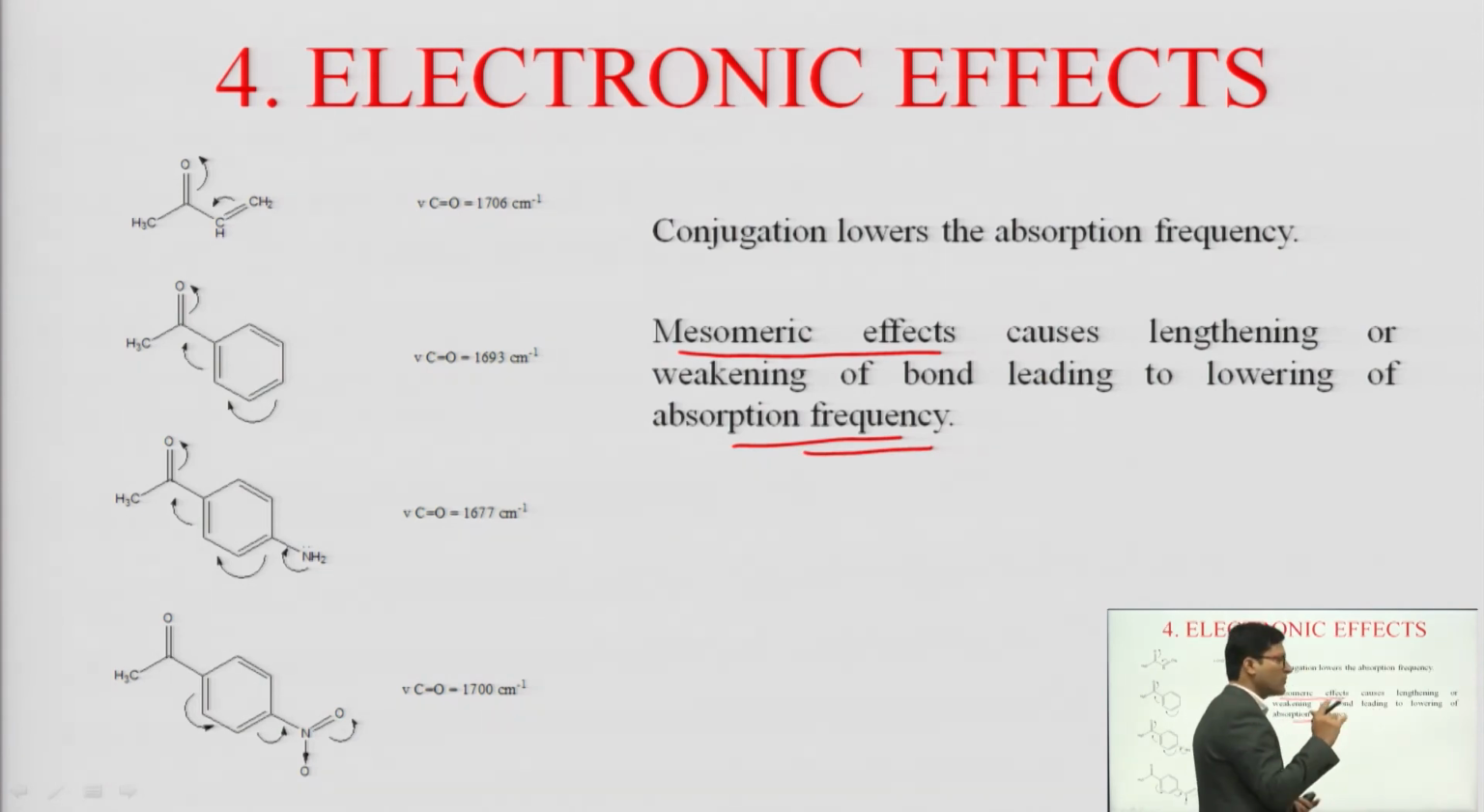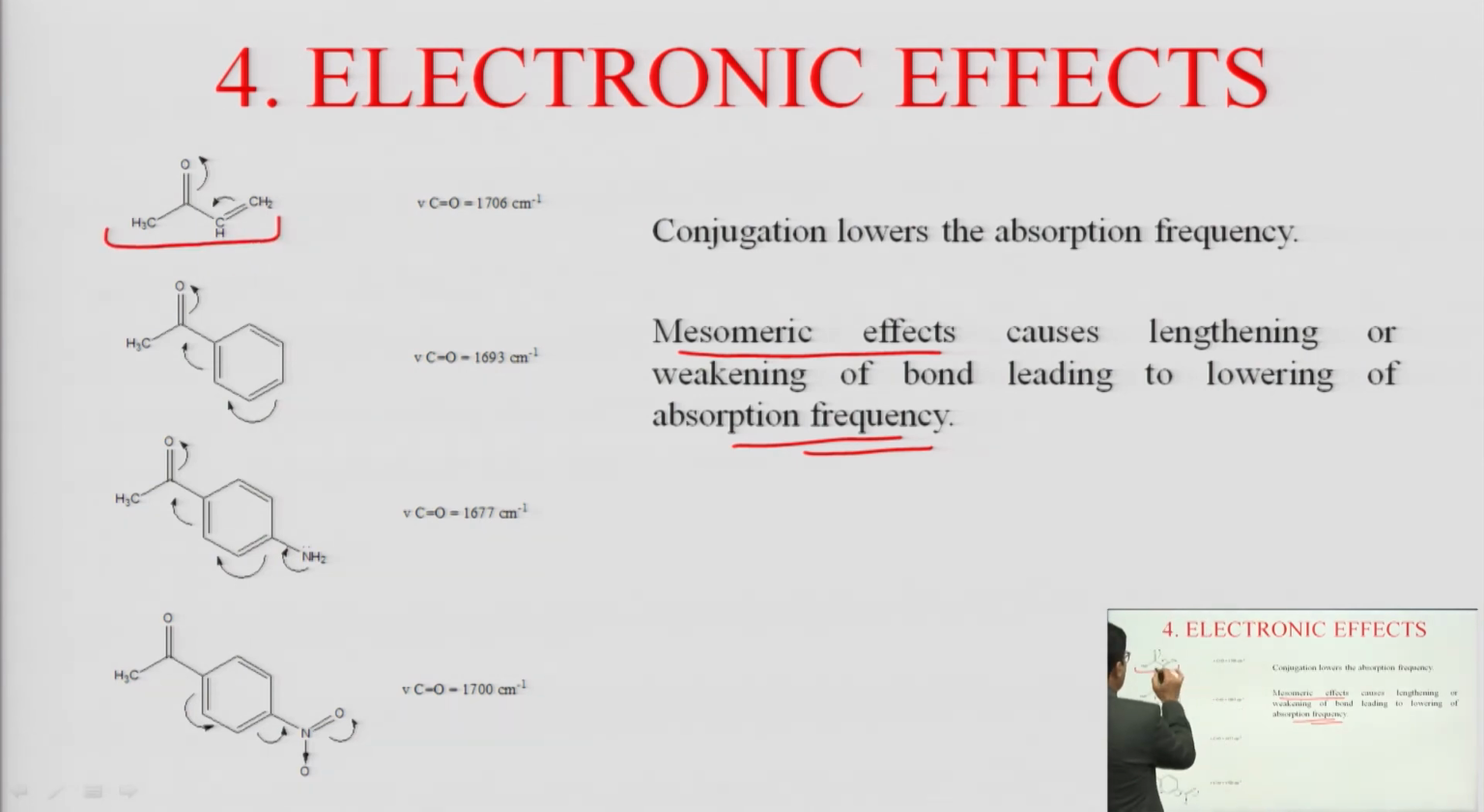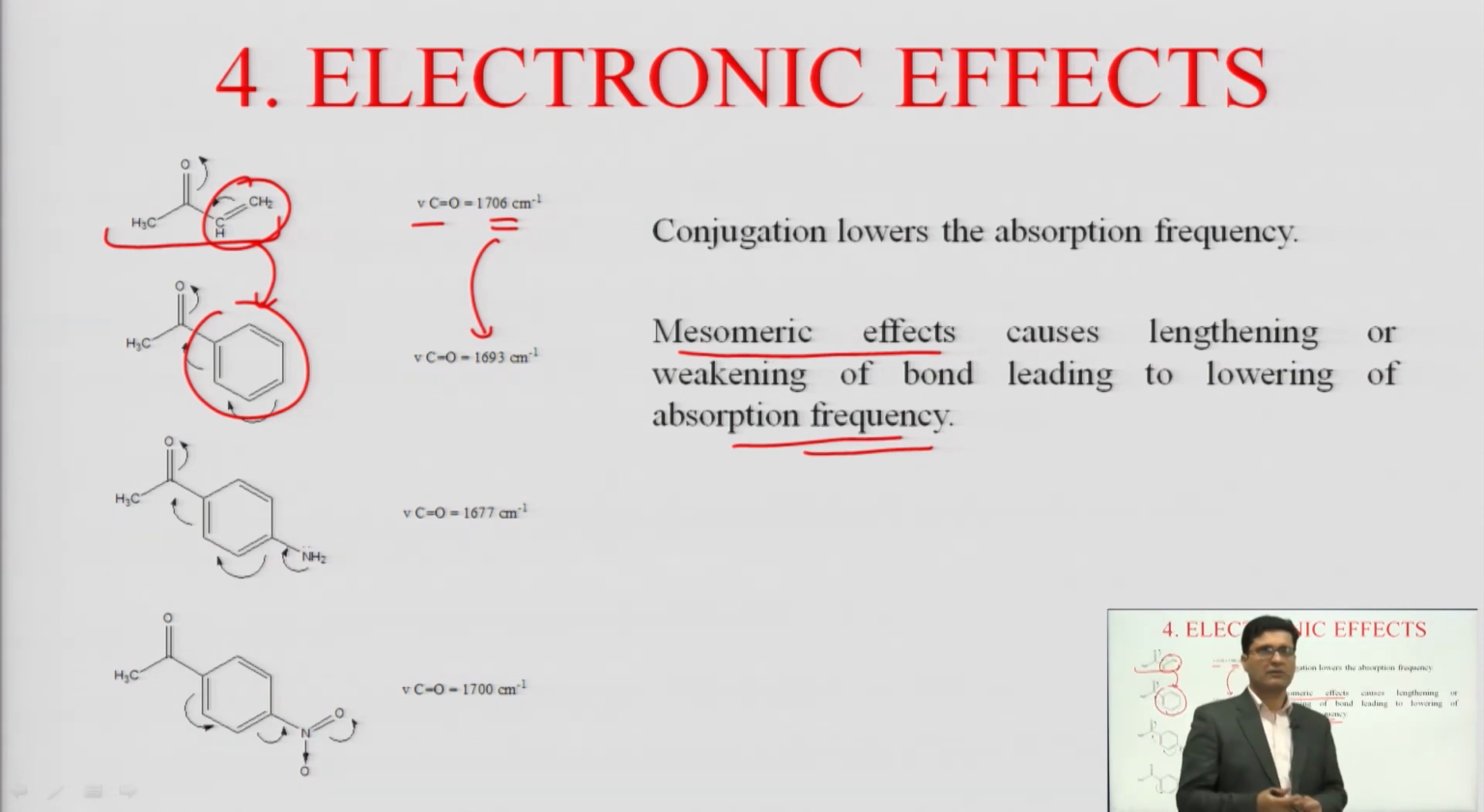So, whenever we are introducing resonance or mesomerism, it may tend to cause the lengthening or weakening of the bond, and hence the force constant value is decreasing. So, vibrational frequency mainly decreases. This is the case here. In this case, the vibrational frequency of CO is observed at 1706 centimeter inverse, but instead of this double bond, we replace it with the aromatic ring. You can see that the 1706 value comes to 1693. So, by the introduction of this aromatic ring, the vibrational frequency decreases.